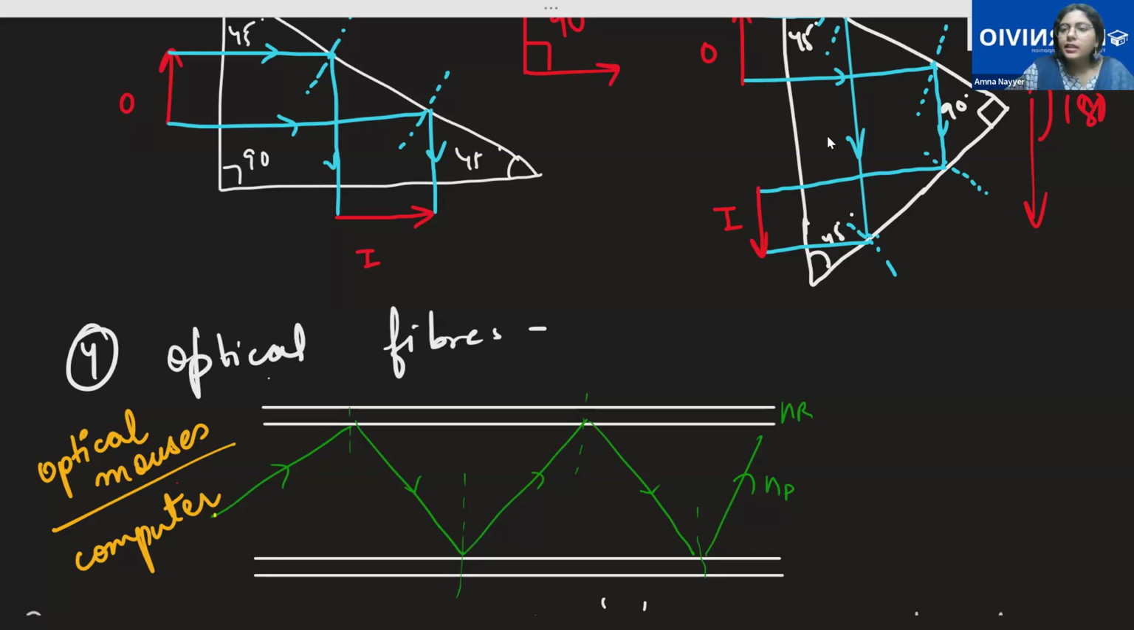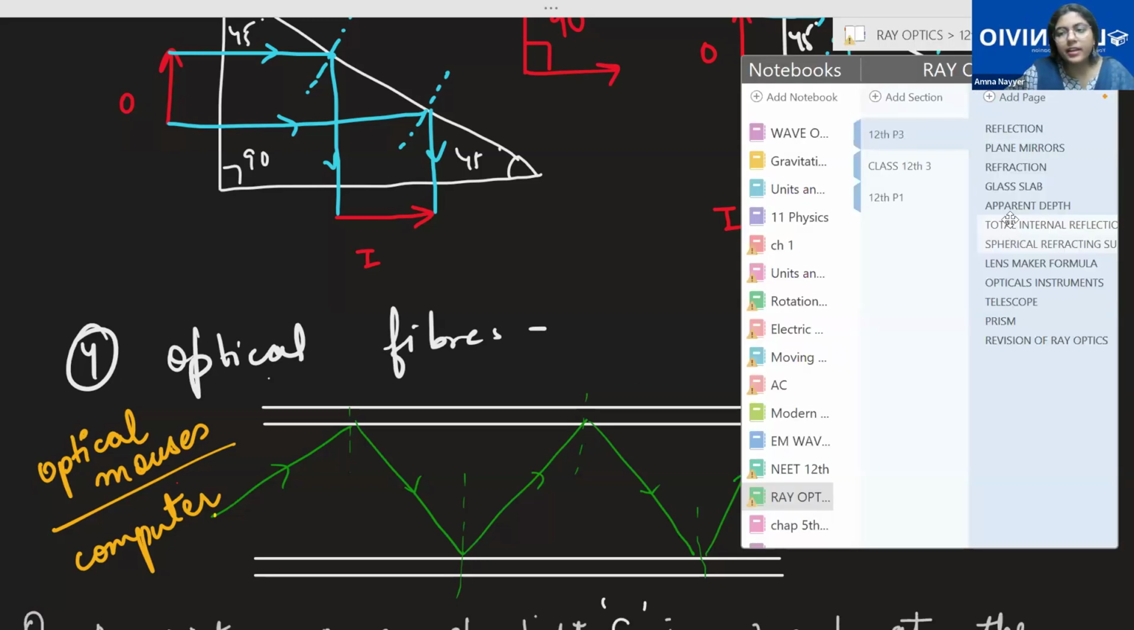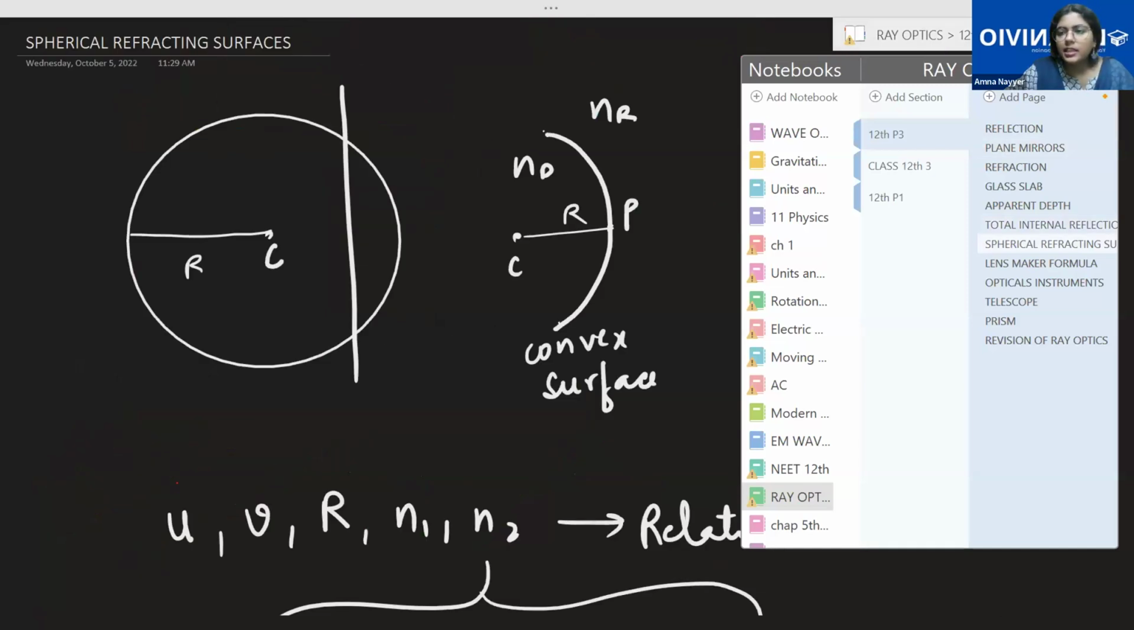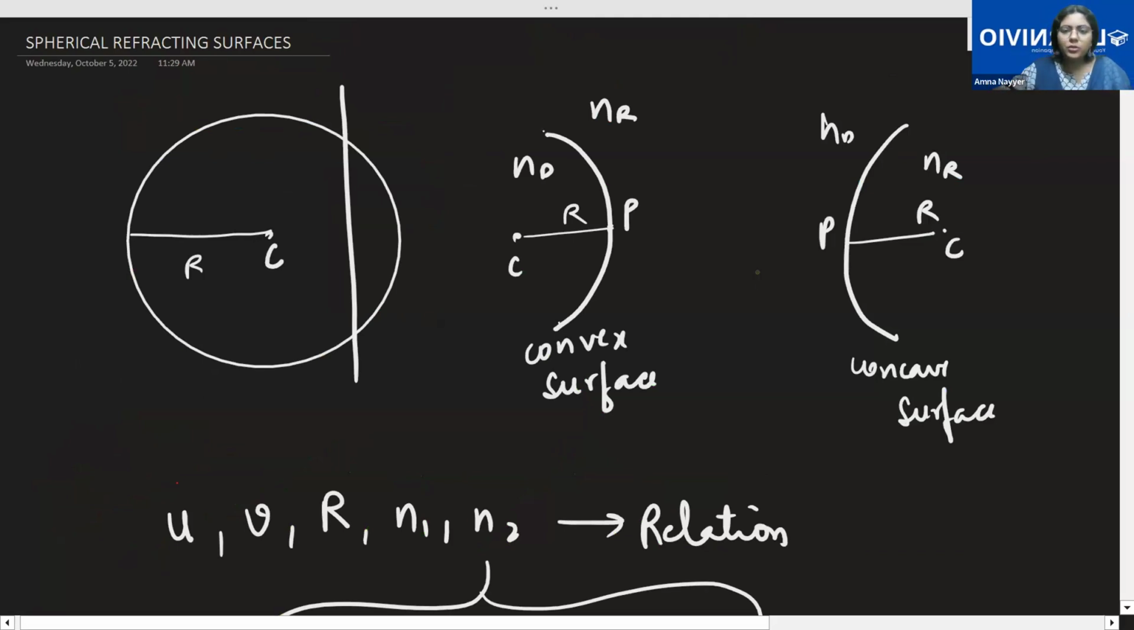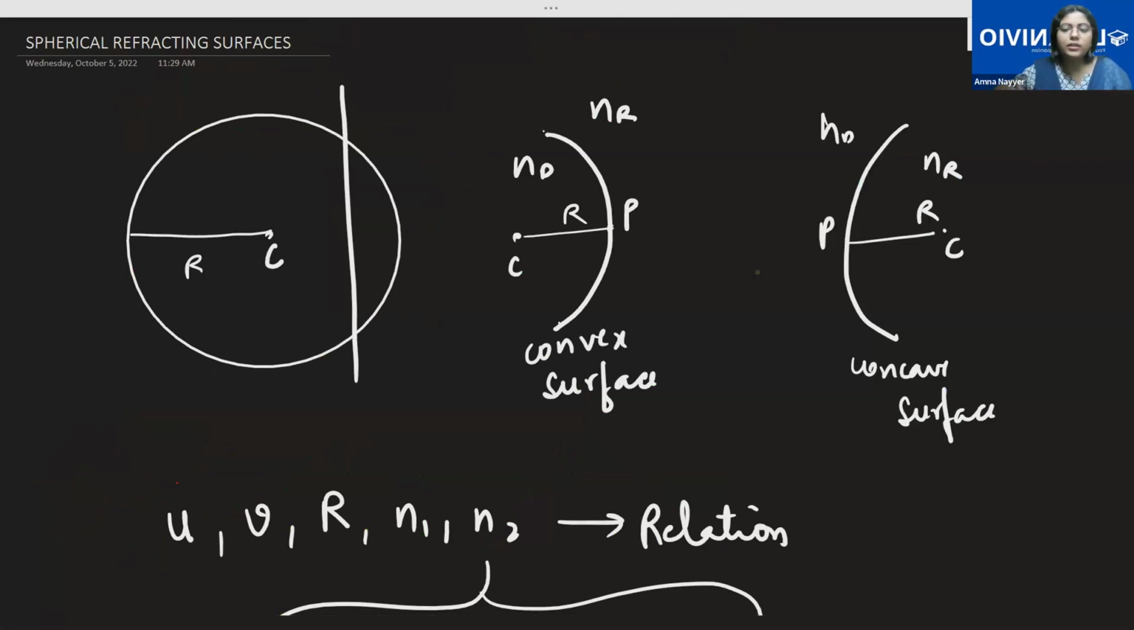Now the next is spherical refracting surfaces. Your major portion of the chapter is done. Now we are moving towards the surfaces, and then this will continue towards the lens part. When we talk about spherical refracting surfaces, I said that we have a glass sphere, and from it we cut a portion, silver it on one side, and that creates a mirror. Now, what if we don't silver it?